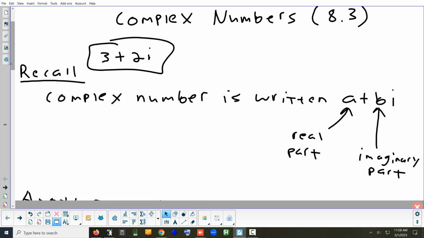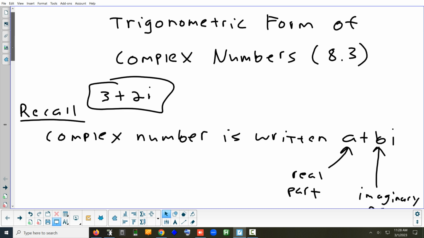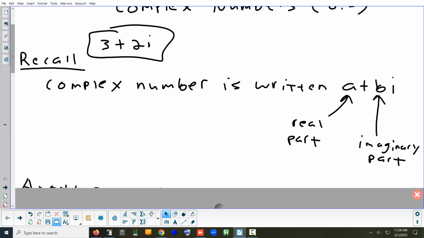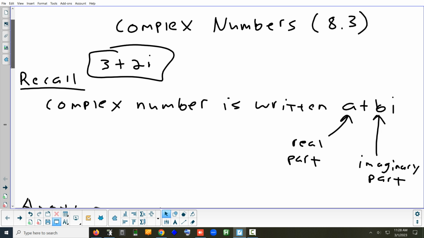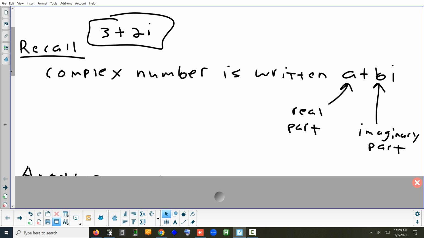Well, there's another way to write complex numbers, in what's called trig form. How do you pronounce that? The larger word, is it like trigonometric? Trigonometric. So in trig form, we can do certain things a lot faster than in standard form.